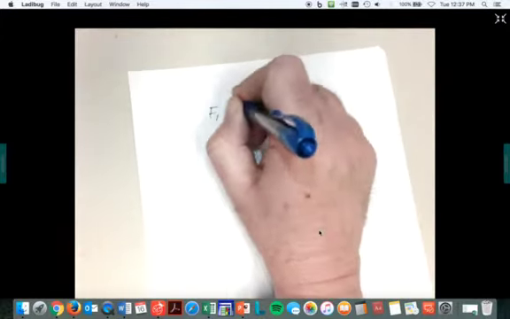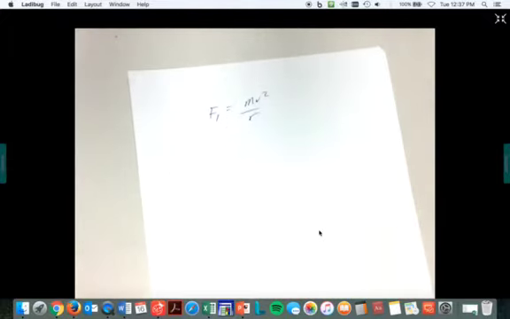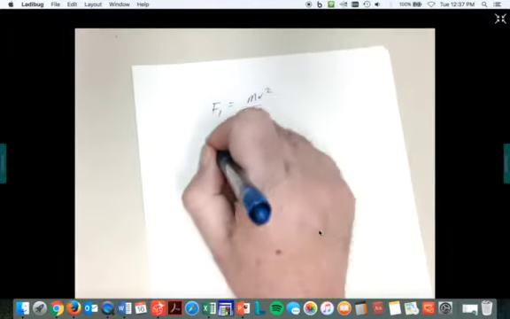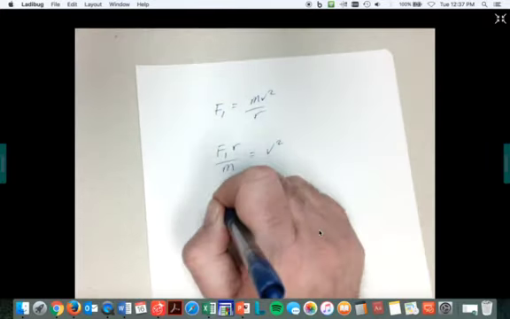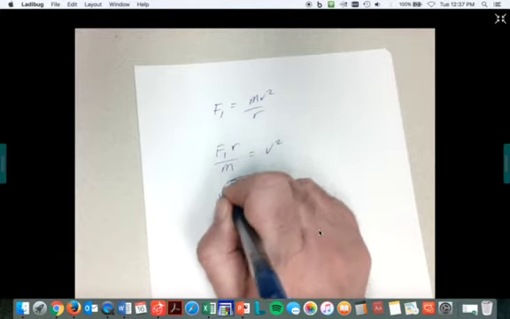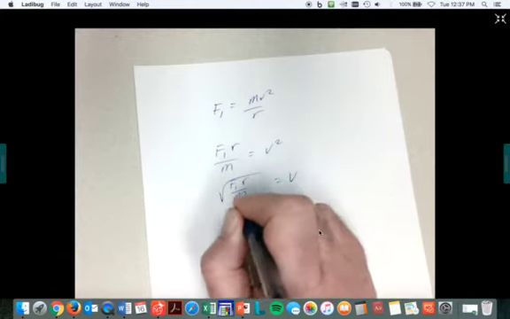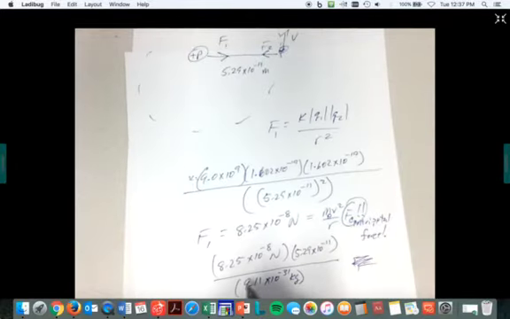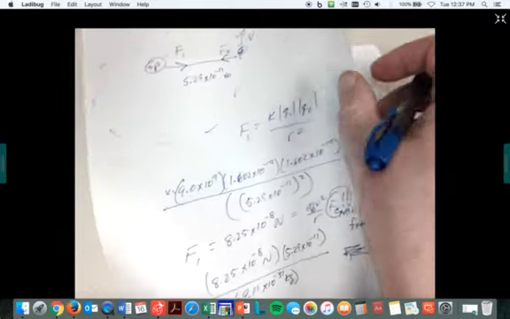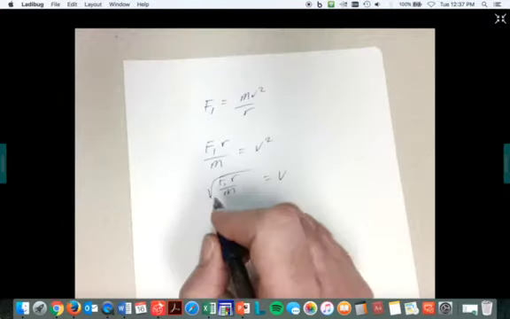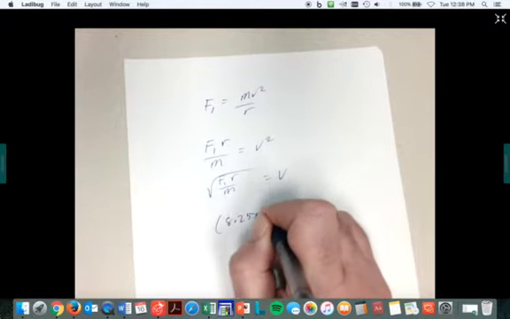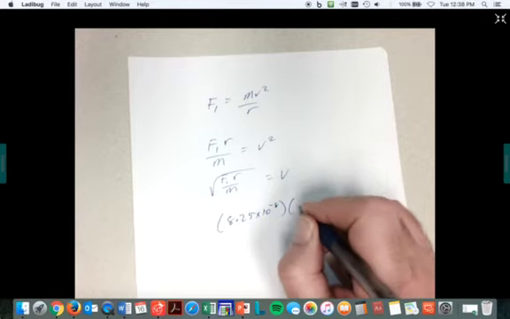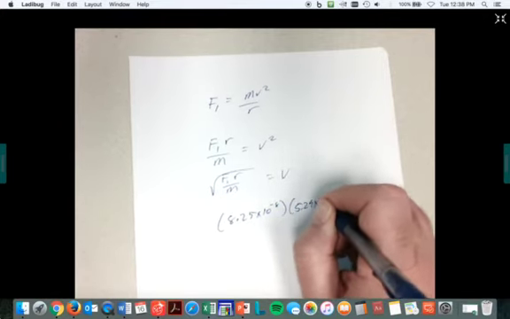F1 is equal to mv squared over r at that point. So we got F1 times r divided by m is equal to v squared. So I got to take the square root of the whole thing. F1r over m is equal to v. Make sure we take the square root over the entire thing. So I'm going to multiply this guy out. So I'm going to multiply out the 8.25 times 10 to the negative 8 times 5.29 times 10 to the negative 11.